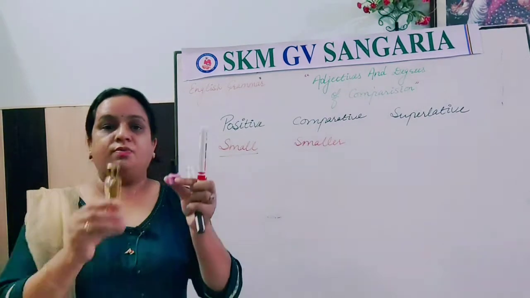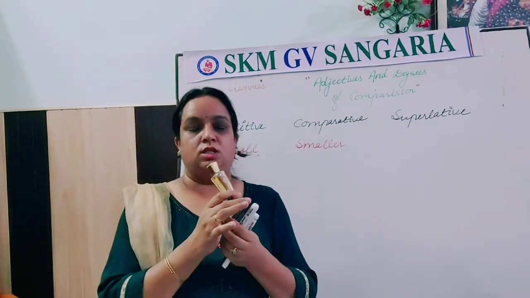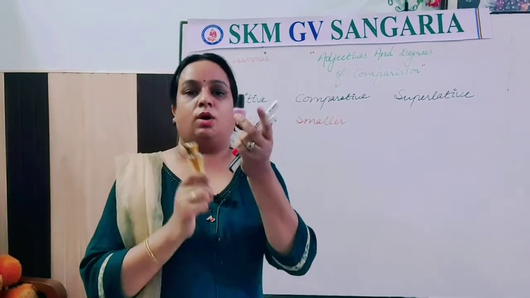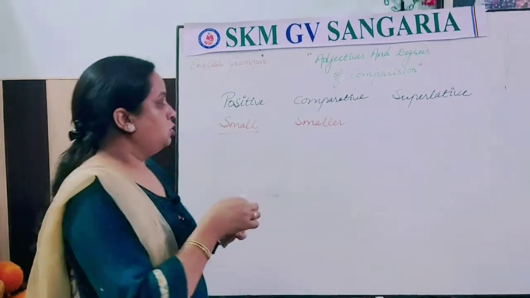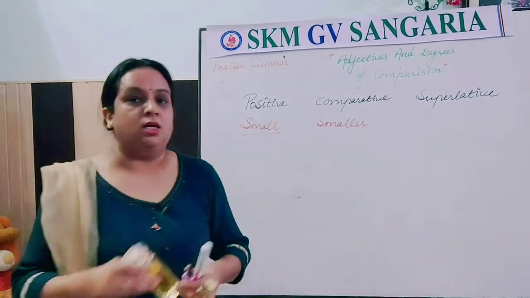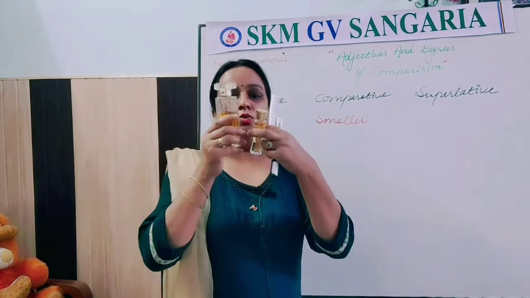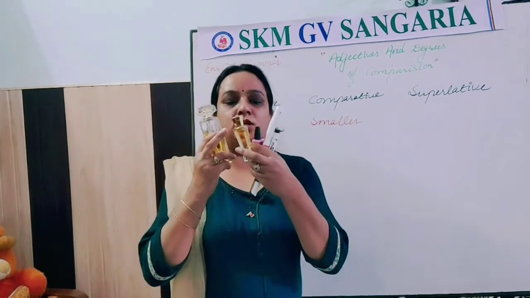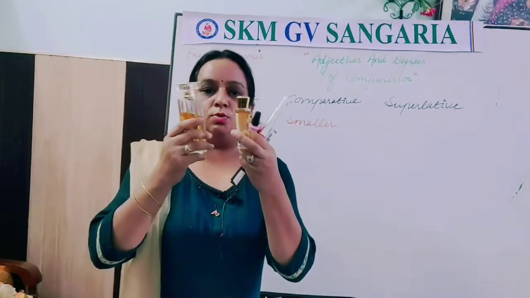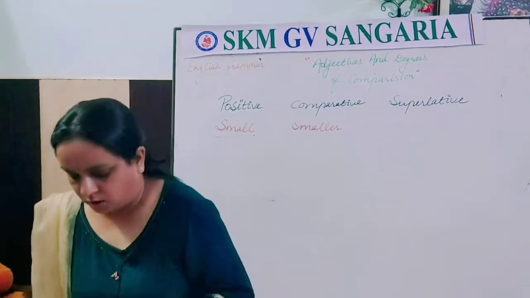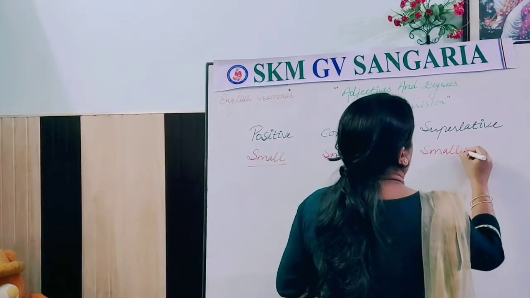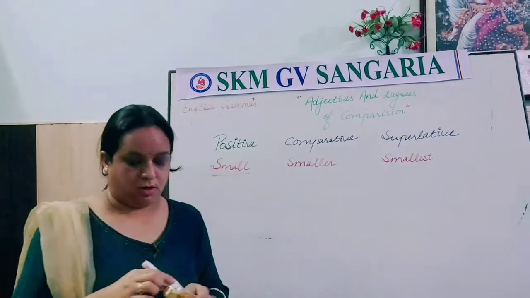Now, if I take these two bottles, then which is the smaller one? The pink bottle is smaller. Clear? So this one is smaller. And when I take the third bottle also, the word I will use is: the pink bottle is the smallest bottle. The pink bottle is the smallest bottle. So this is the superlative degree. Smallest.